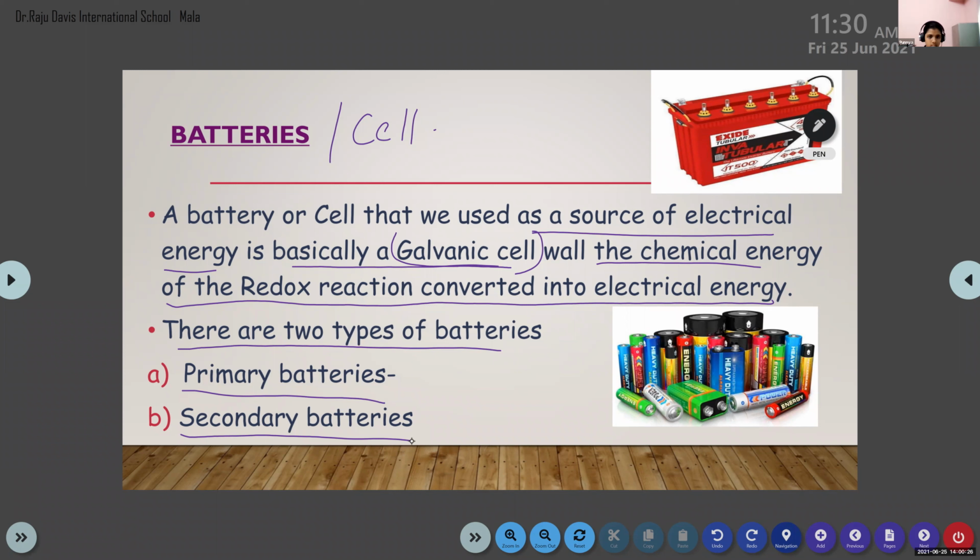Do you know on what criteria we are classifying these into primary and secondary? What's the difference between the phone battery and the batteries that we use in clocks and watches? Yes, Punya? Reusable. Yes, reusable or rechargeable, right? So, based on this criterion, we are classifying these into primary batteries and secondary batteries. The secondary one is rechargeable or reusable.